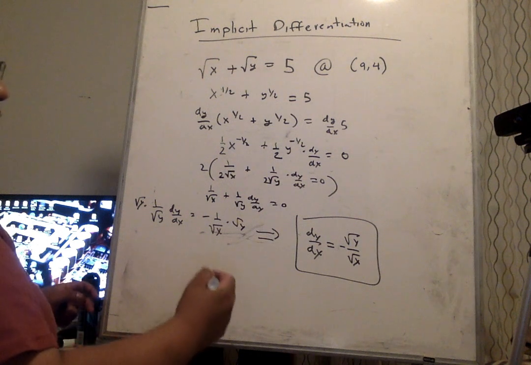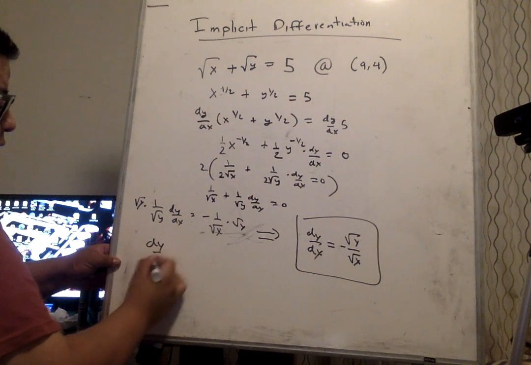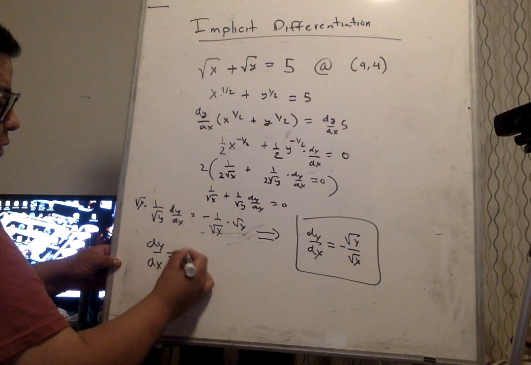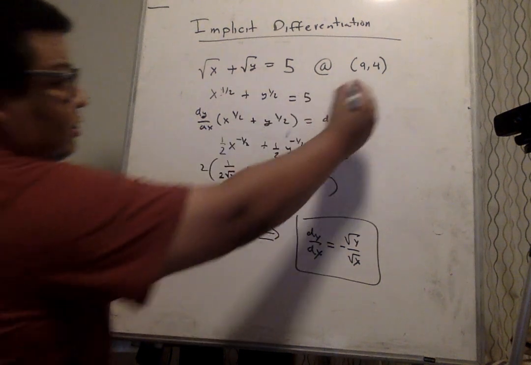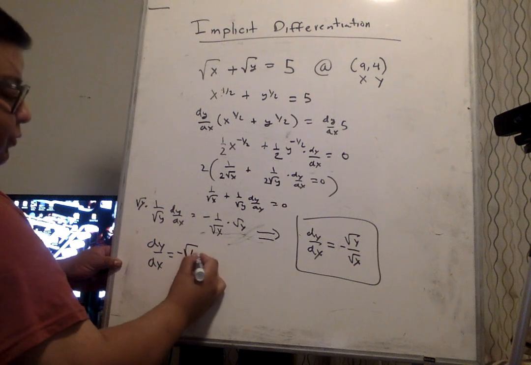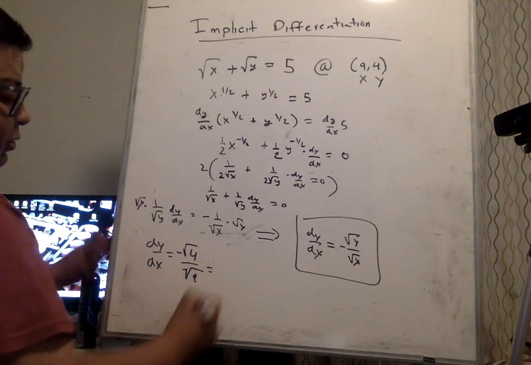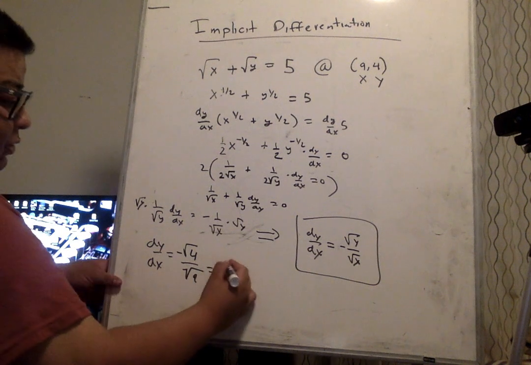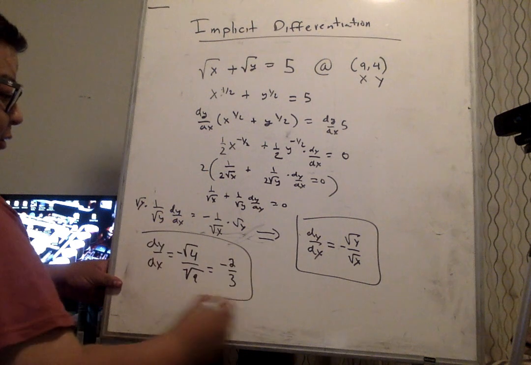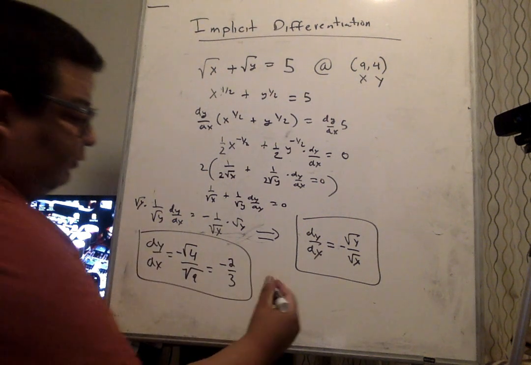Now we plug in 9,4. So we're gonna do dy/dx equals, what is y? This is your x and this is your y. So y is equal to 4 and x is equal to 9. So taking the square roots is gonna give us negative 2 over 3. So that's the slope.